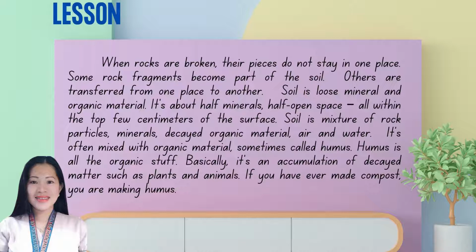Soil is a mixture of rock particles, minerals, decayed organic material, air, and water. It is often mixed with organic material, sometimes called humus. Humus is all the organic stuff. Basically, it is an accumulation of decayed matter, such as plants and animals. If you have ever made compost, you are making humus.